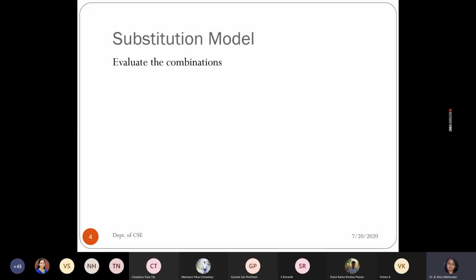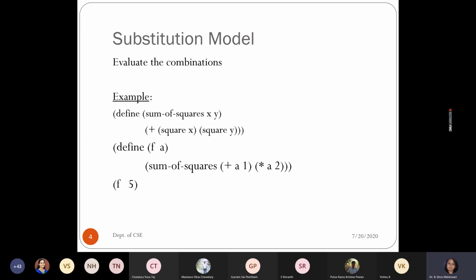So there are many models available. Let us look at the first one, the substitution model. According to the substitution model, what happens? Let us take the same example. You have sum of squares, which operates on two arguments, x and y, and the body is x squared plus y squared. And f is calling sum of squares of a plus 1 and a into 2. Now f is called by passing the value 5 to the formal parameter a.